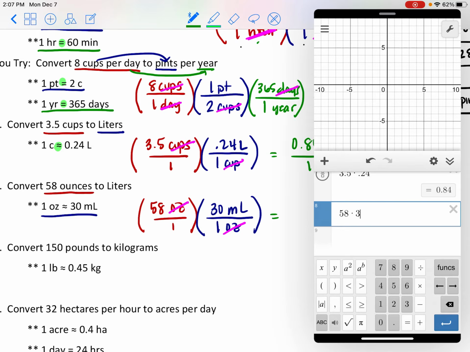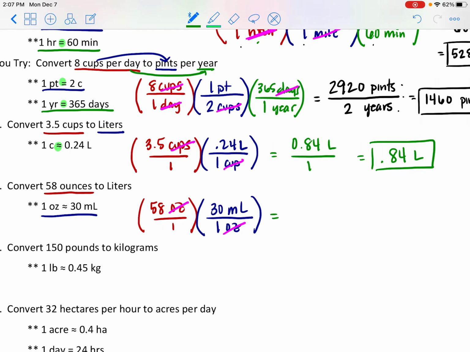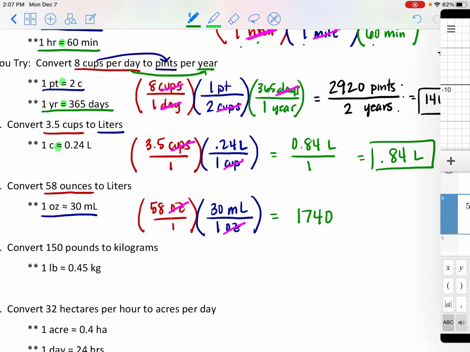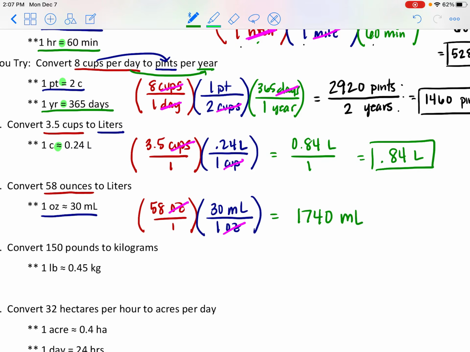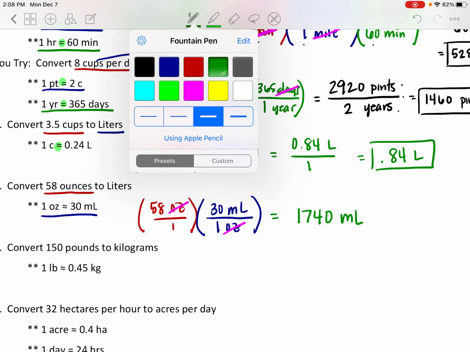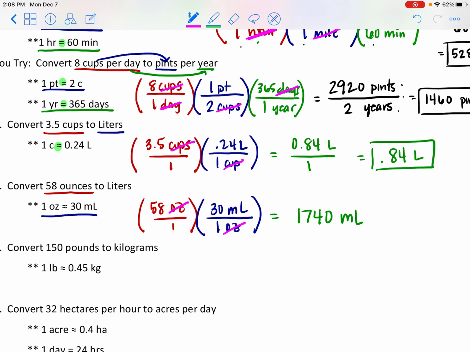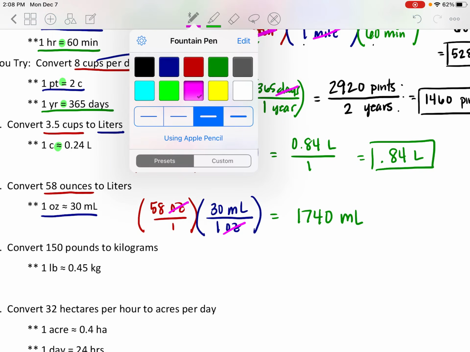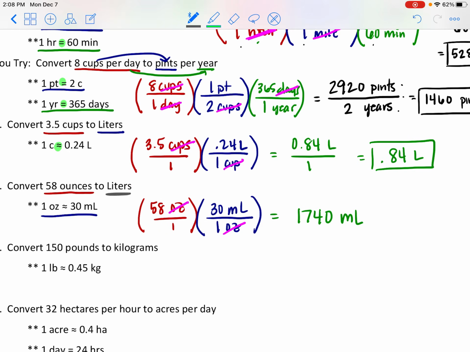58 times 30 is 1,740. Was that right? Yes. Milliliters. Okay. Now, if it said to go to milliliters, we'd be fine, but it's liters is what we're asked for here. If I need liters, that's an easy conversion. That's a milliliter to liter. That's a move of the decimal, right?